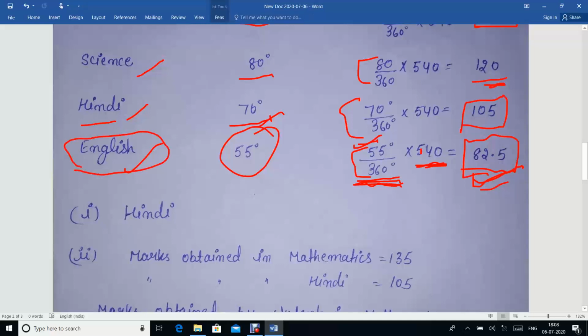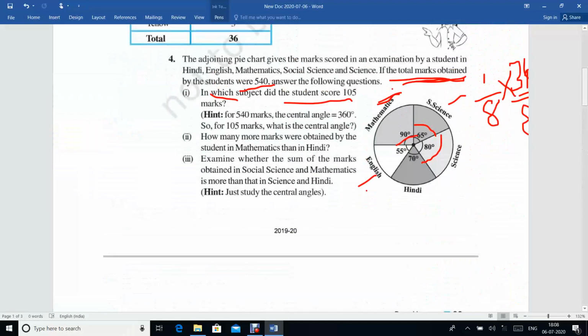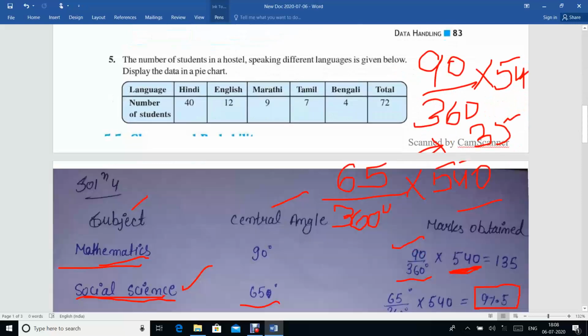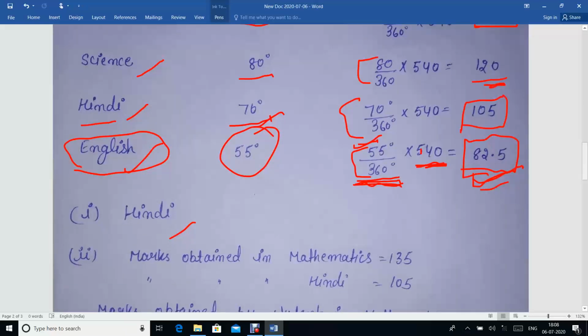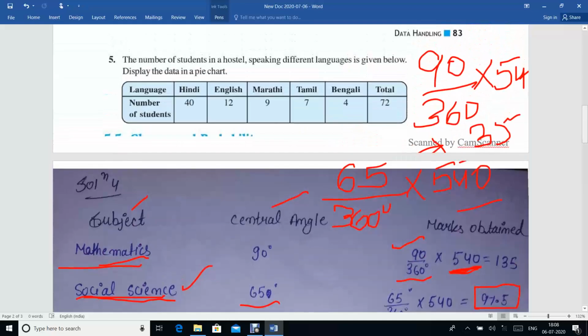Now let us move towards the questions that were asked, in question number 4. The first question is, in which subject did the student score 105 marks? As you can see from this table, he got 105 marks in the subject Hindi. So the answer for the first part is Hindi. Let us see the next part of question number 4.